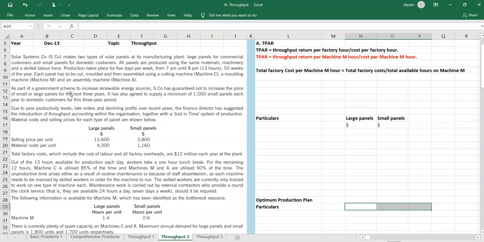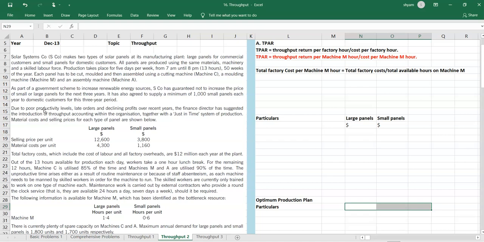As a part of a government scheme to increase renewable energy sources, ESCO has guaranteed not to increase the price of small or large panels for the next 3 years. It has also agreed to supply a minimum of 1,000 small panels each year to domestic customers for this 3-year period. So the company has agreed to supply at least 1,000 small panels.